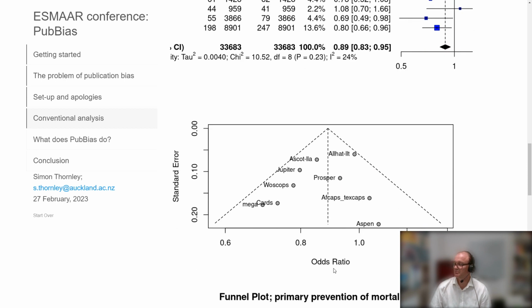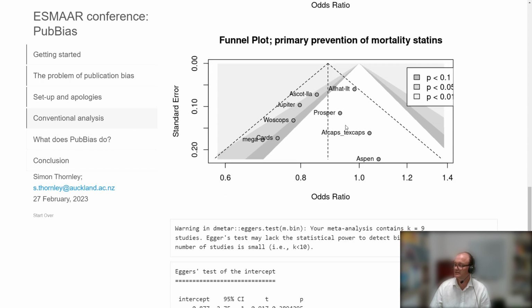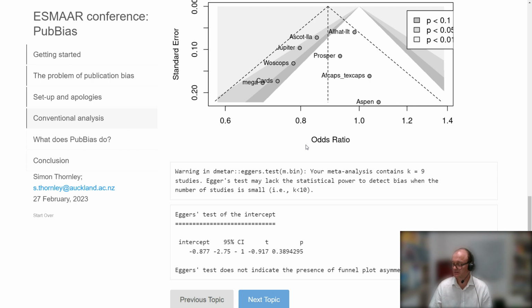And here, where we plot the odds ratio of each trial against its standard error, we see a funnel plot like this, which shows no major evidence of publication bias. Perhaps a little suggestion that there are more studies down this end than there are over on the right-hand side. And here we see that if there's truly a null association, then some of these studies are on the borderline of the p-value threshold for significance, which may be related to including them in a publication.